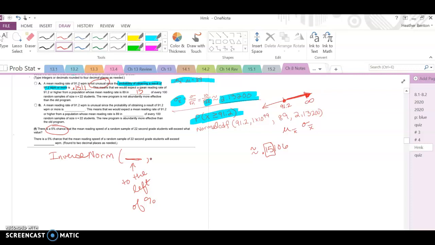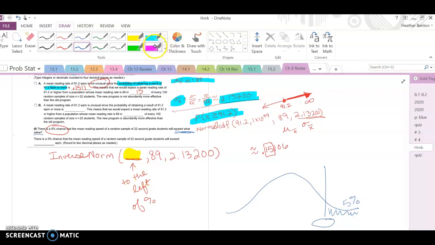Then because we're still dealing with 22, our mean is still going to be 89 and our standard deviation is still going to be this 2.13200. Let's think for a minute about what number is going to go here. So here's my curve. I want to know the top 5%, because we want to know what value they'll exceed. So what is the number right here? What is the top 5% of our population?